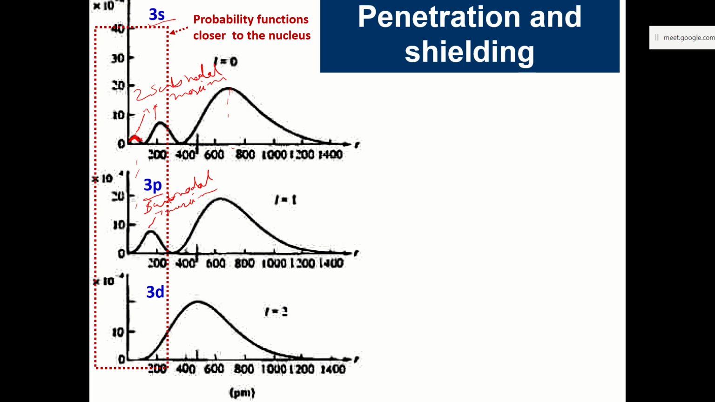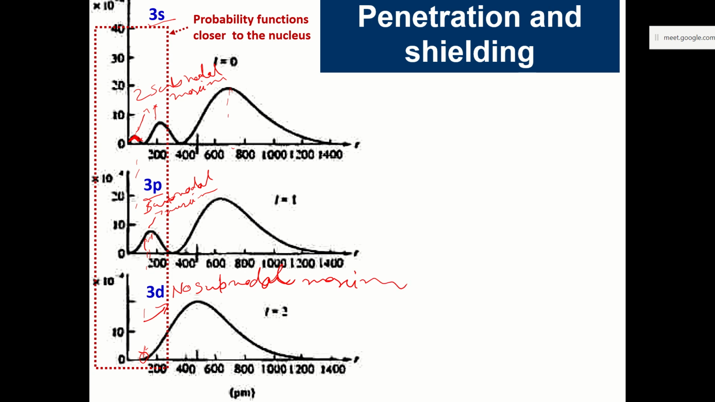And for 3d it is even less. Here too, where it has substantial electron probability, it is almost zero. So the probability of 3d very close to the nucleus is even lower. A 3d has very little probability of being found. A 3p has a little more. A 3d orbital has no subnodal maxima in this region.